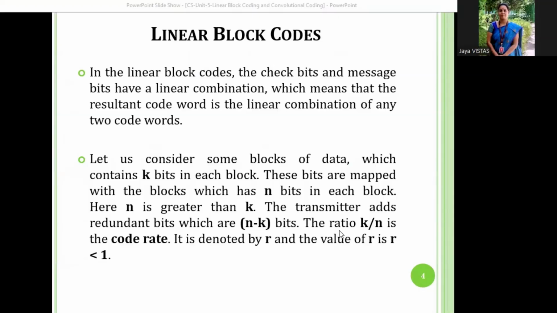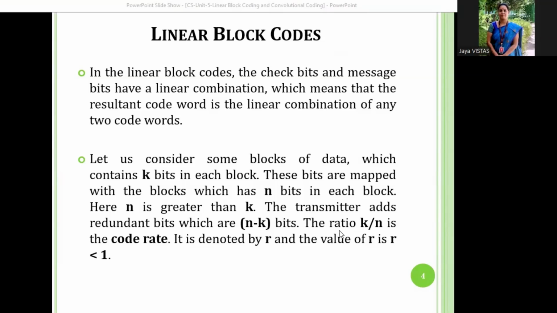Then what are linear block codes? In linear block codes, we are using parity bits or check bits. Parity bits, check bits and message bits have a linear combination. The redundant code word is the linear combination of any two code vectors. So the linear block code contains both message bits and parity bits, which have linear combinations, and the resultant code word is the linear combination of any two code vectors. Once we add two code vectors, it produces another code vector. That is called a linear block code.